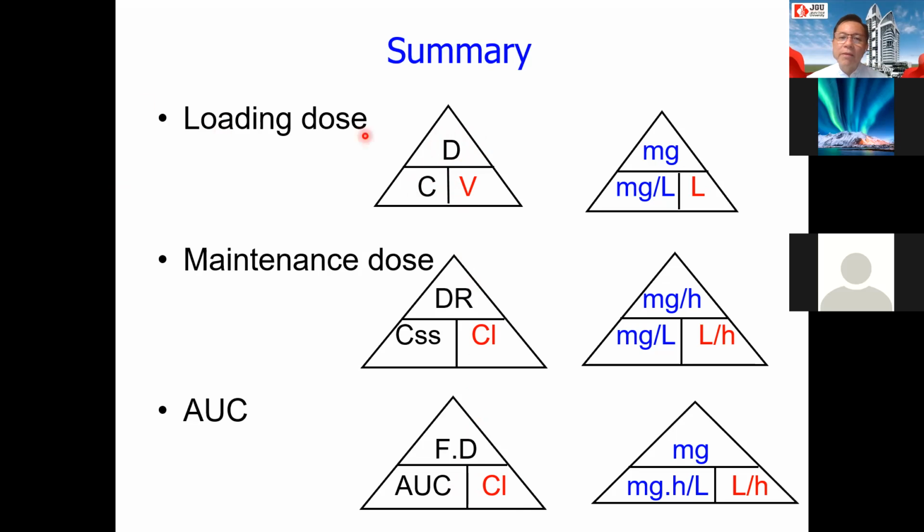Correct or not? Concentration is dose divided by V, correct. So the dose is concentration times V. Dosing rate is CSS times clearance. And the dose is equal to AUC times clearance. And AUC is equal to dose divided by clearance.